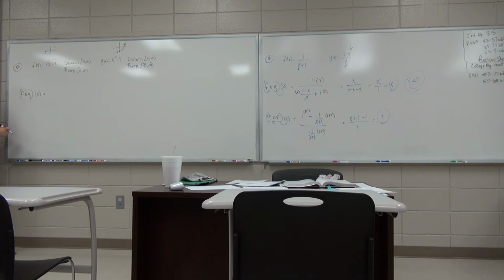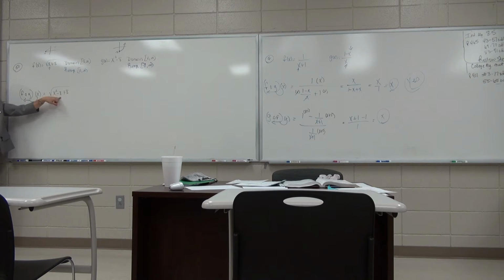Let's find f composed of g of x. So you're going to put your g function inside of the f function. Well, here's the f function. You've got to put your g in place of that x. So that'll be the square root of x squared minus 8 plus 8, right? Your g function, which is x squared minus 8, goes in place of the x in your f function.